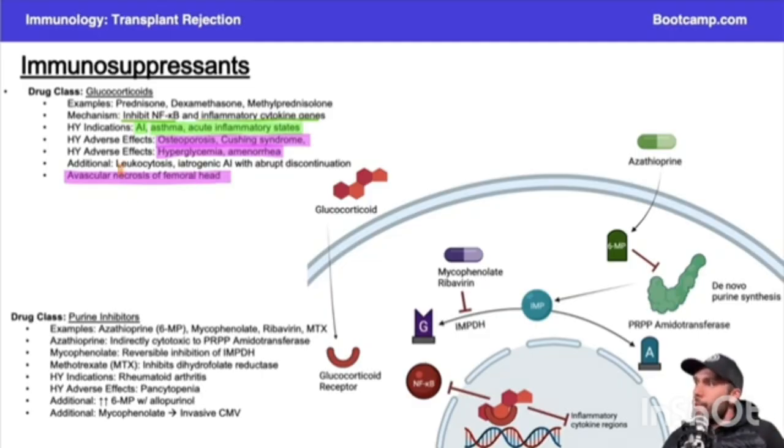Now, the two big things to remember, though, is when you give a patient glucocorticoids, you're going to essentially lead to a lot of those white blood cells, like we talked about, getting released into the bloodstream. Okay, so you're going to immediately see, some people call this an artificial leukocytosis.